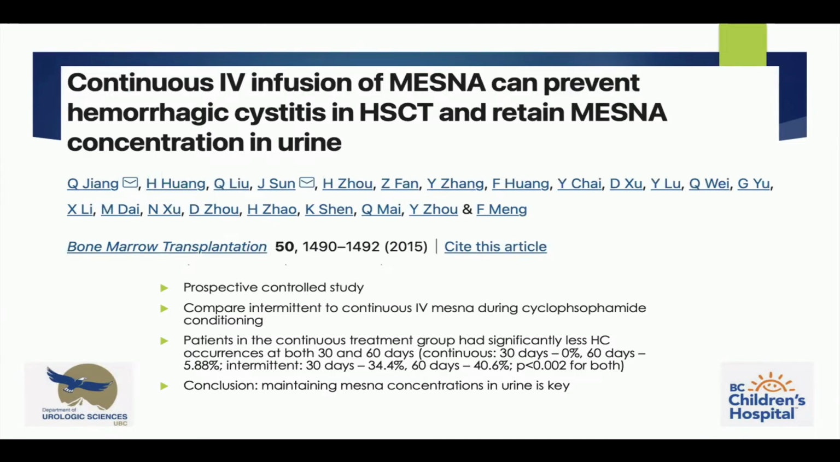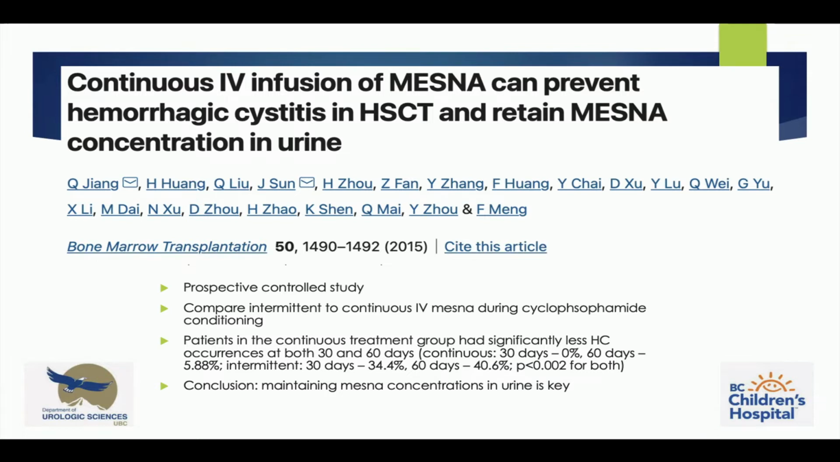So this is a prospective controlled study done in 2015. And their objective was to compare intermittent to continuous intravenous MESNA during cyclophosphamide conditioning. And what they found was that patients in the continuous treatment group had significantly less hemorrhagic cystitis occurrences at both 30 days, 0%, and 60 days, about 6%. And on the intermittent regimen, it was 34% at 30 days and 40% at 60 days. And this was statistically significant for both.